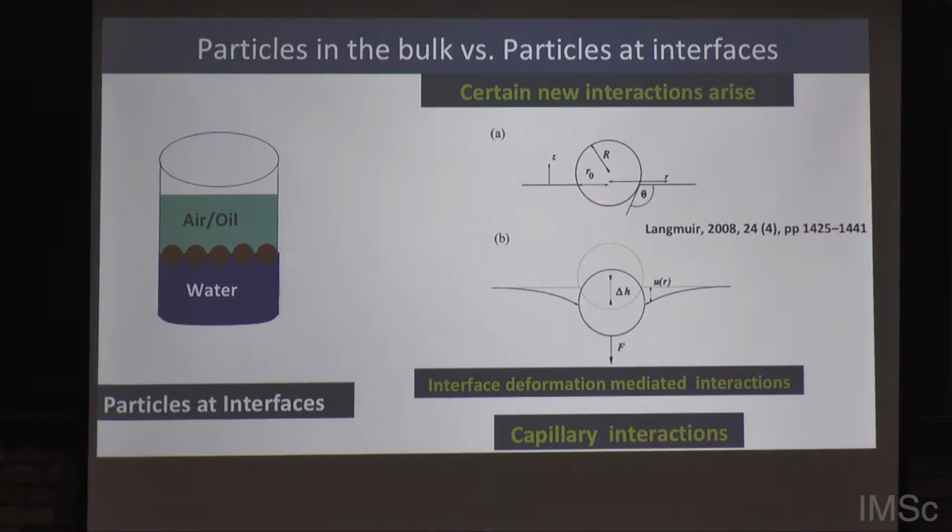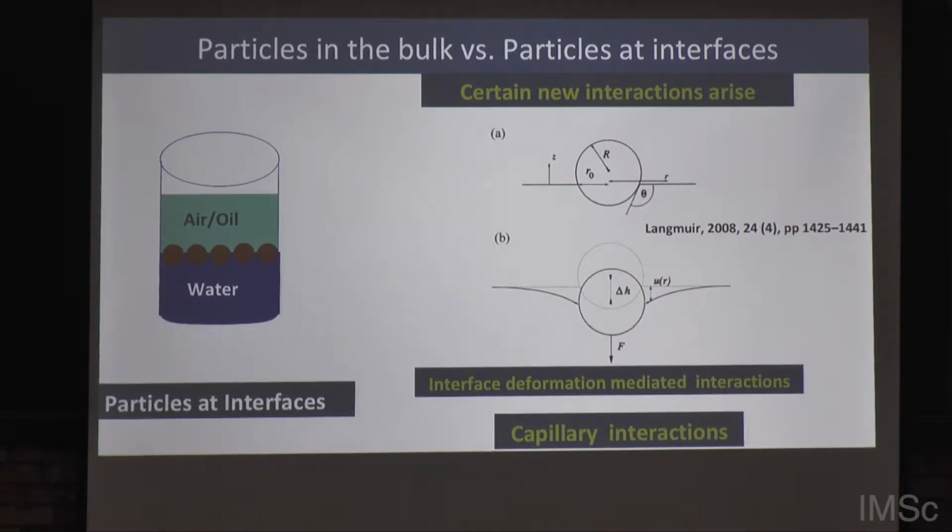For example, think of this flat line as an interface, with a weightless particle sitting at the interface. The moment I make the particle larger and larger, at some point you are going to have an interface deformation. These interface deformation-mediated interactions are called capillary interactions, and these again help in some kind of assembly of these particles at the interface.